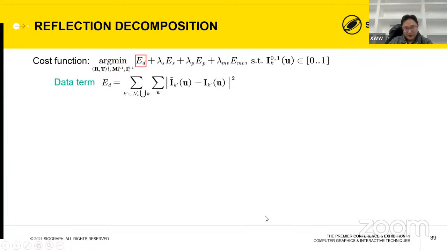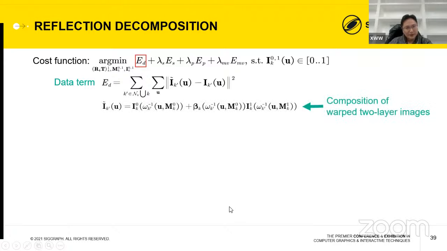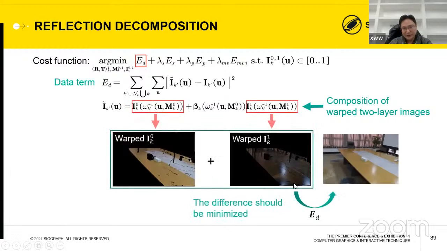The optimizing objective function consists of some data terms. It is used to constrain the rendered image to be similar to the original captured image. This is the visualization of the data term.